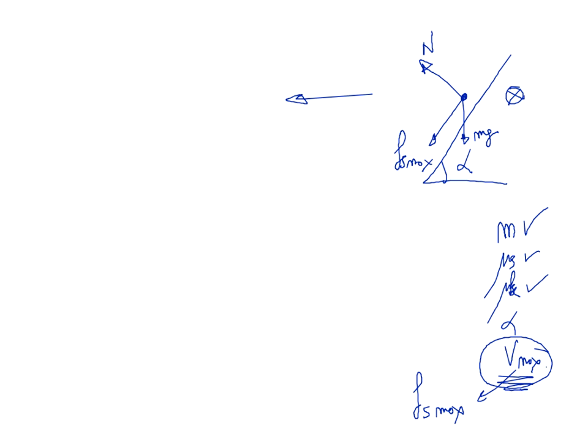So obviously, as you can see, if the same question was asking for Vmin, the minimum velocity so that your car doesn't slip, obviously the tendency is to slip down. Therefore, friction will be up. So all you do is flip the direction.